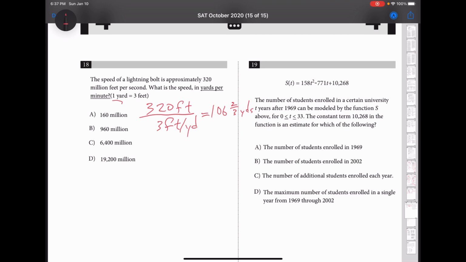And this is occurring every single second right now, and we want it per minute. So what we should do is, if this is 106 2/3 yards for every 1 second.